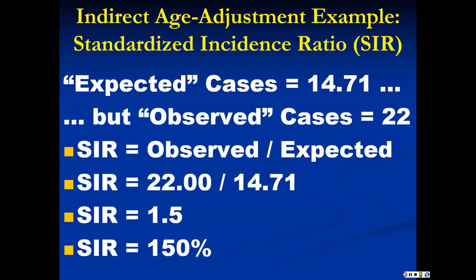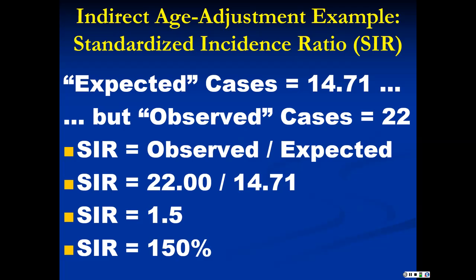Now suppose that we had actually observed 22 cancer cases in that period of time. Then the observed number of 22 is divided by the expected number of 14.7. And I picked those numbers because it makes my ratio come out to a nice round 1.5.